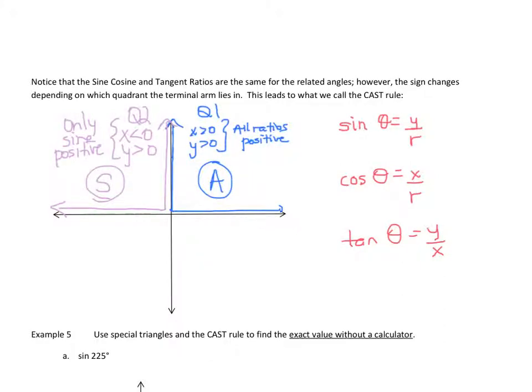Okay, continuing on where we left off, let's look at quadrant 3. So in quadrant 3, regardless of where the terminal arm is located, and any point that I choose on that terminal arm, the x-coordinate will be negative, and the y-coordinate will also be negative.